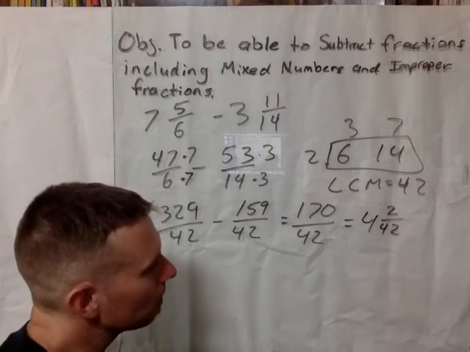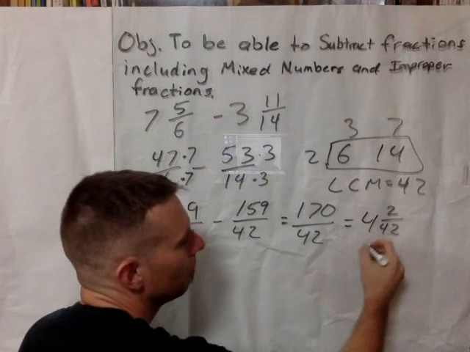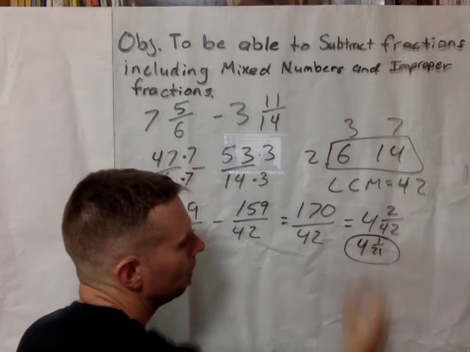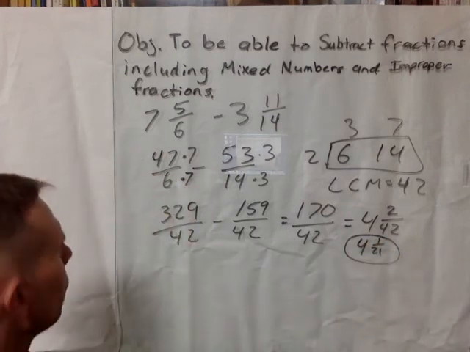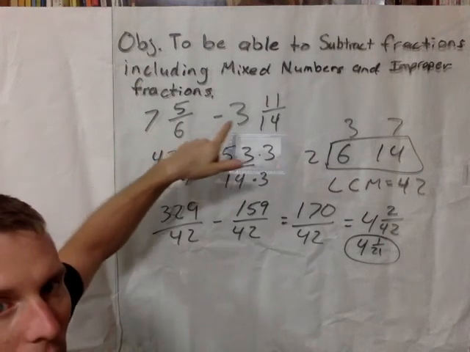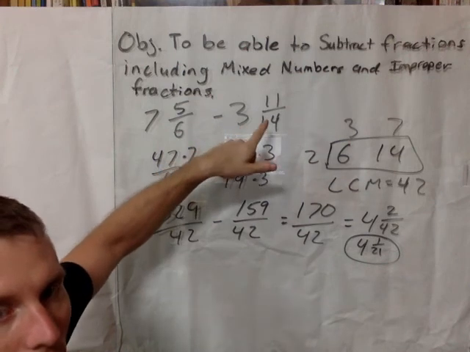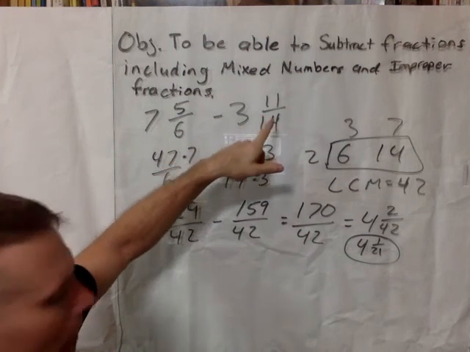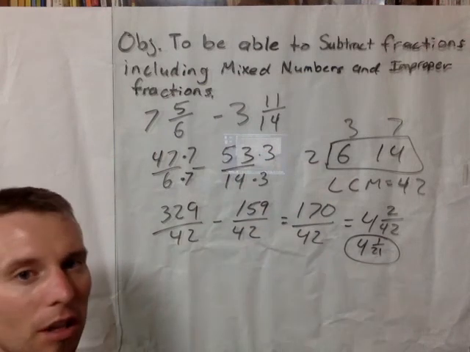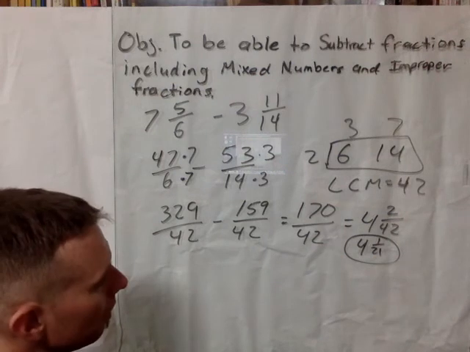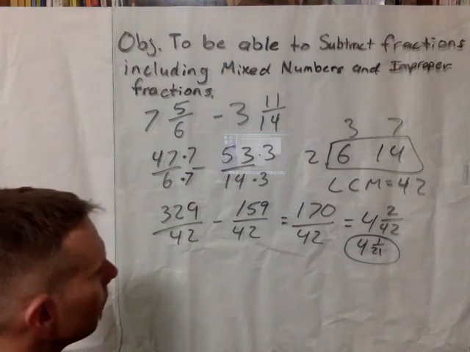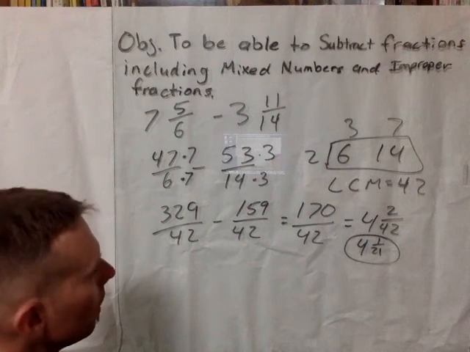And of course, last but not least, we want to simplify that to 4 over 21. And then I guess the real last step is to check our answer. Up here we had 7 and a little over half minus 3 and a little bit over half, and down here we have about 4 and just a tiny bit of change. So I think that's a pretty good estimate of the correct answer.